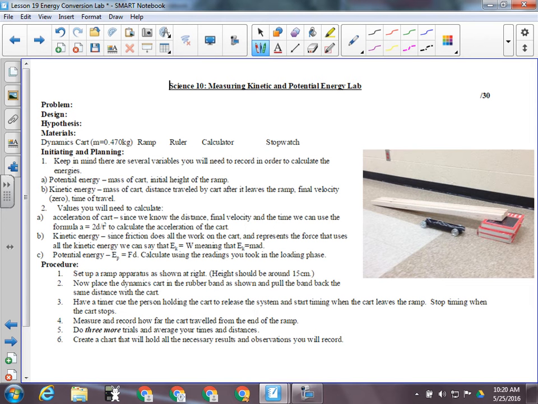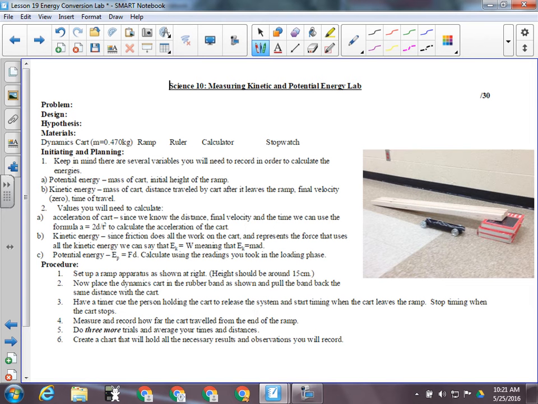It's a very simple lab. We're going to build a ramp, and we're going to run a cart down it. We like to keep things simple. The things that we need to measure in this lab: the initial height of the ramp. Why are we going to need the initial height of the ramp? It's going to allow us to calculate our potential energy, our starting or initial energy for the lab.